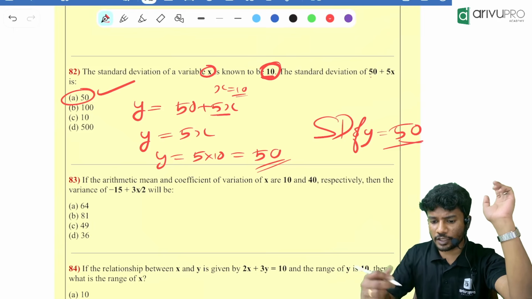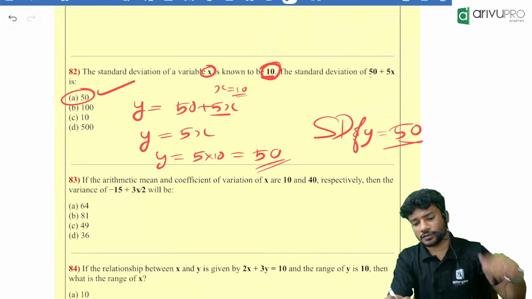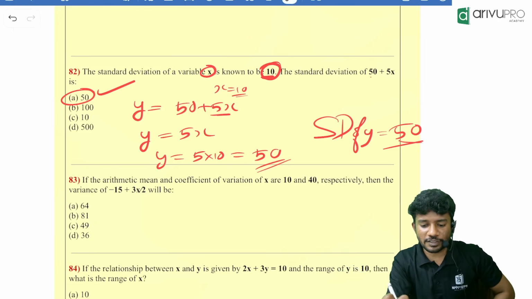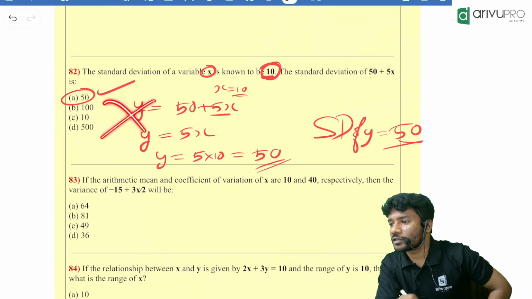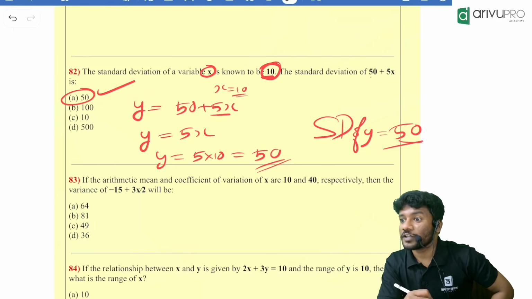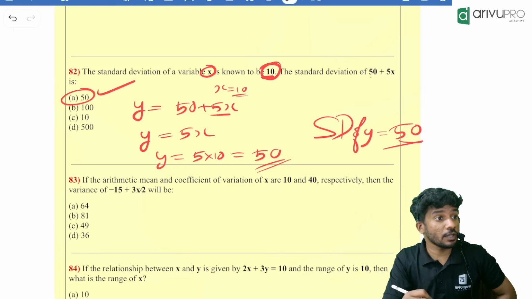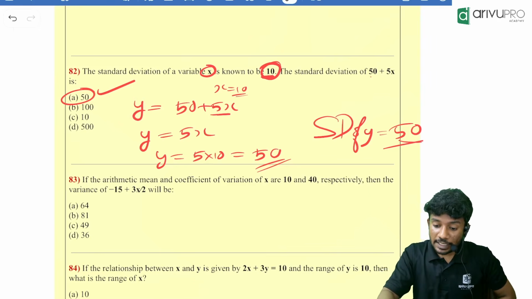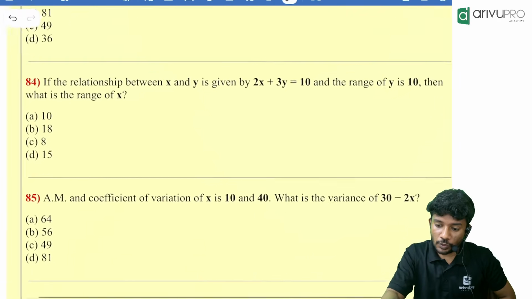If you are not ignoring the constant value, how much will you get? You will get 50 plus 50, which is equal to 100. That is option B, the wrong answer. So that kind of mistake you will make. Now, the next question is there for you.